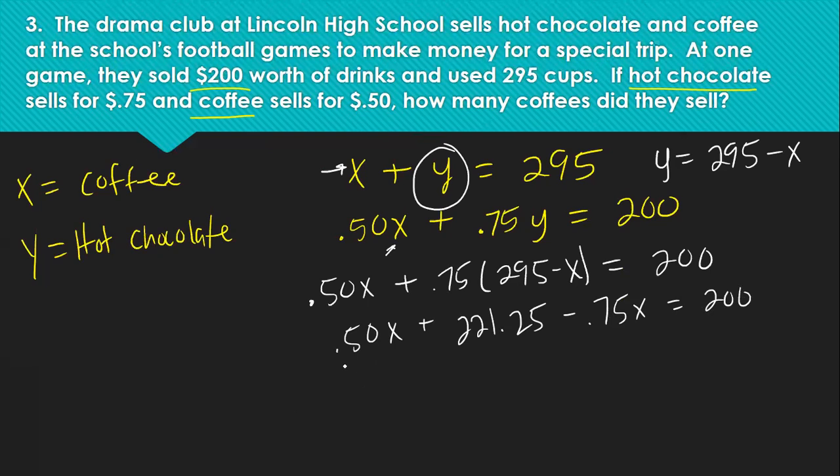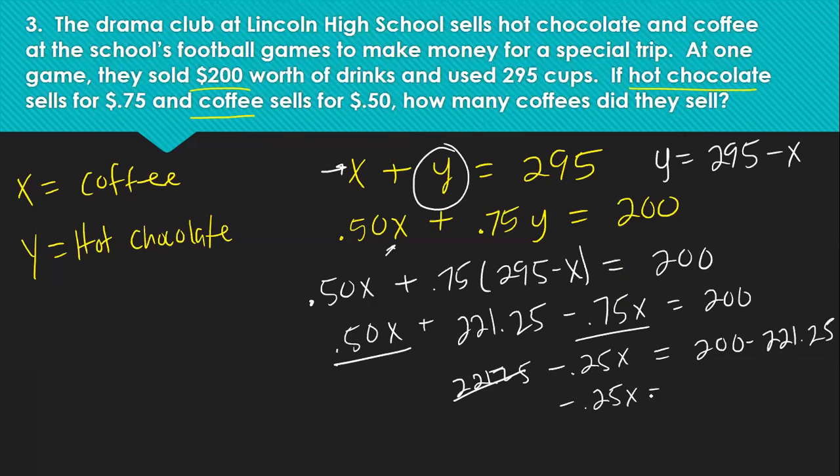Okay, combine my like terms. You have 50 cents, you spend 75 cents, you're left with a quarter. Well, you owe a quarter. I'm going to subtract 221.25. And that leaves me with negative 21.25. Divide by negative 25.